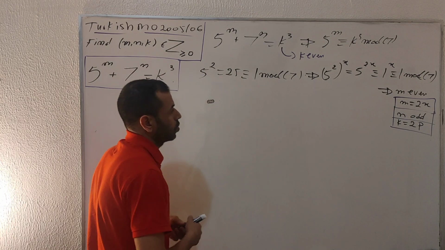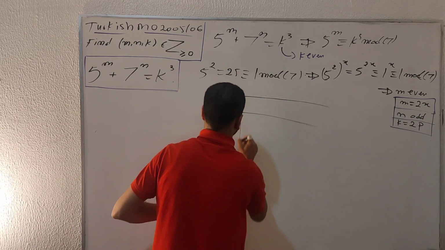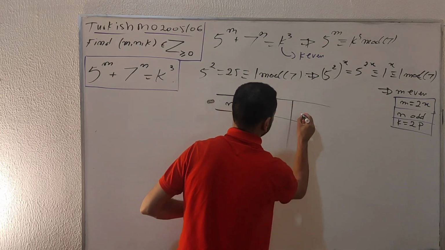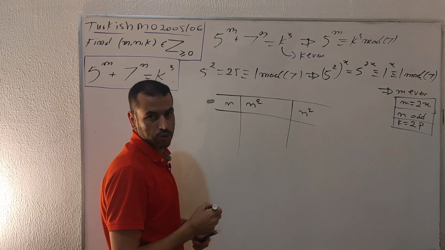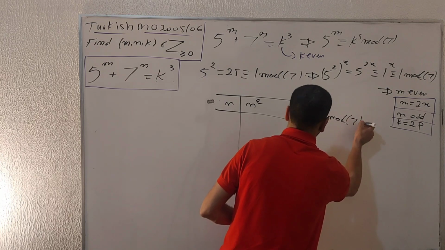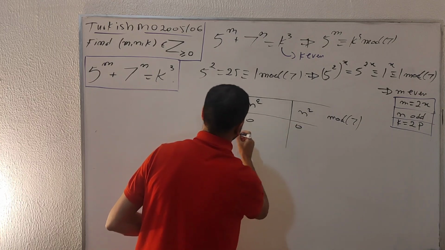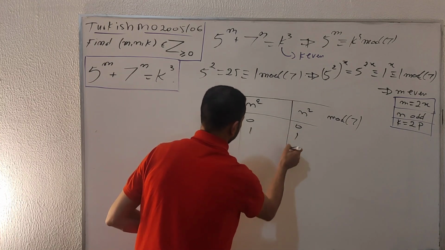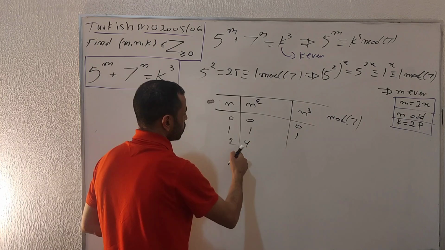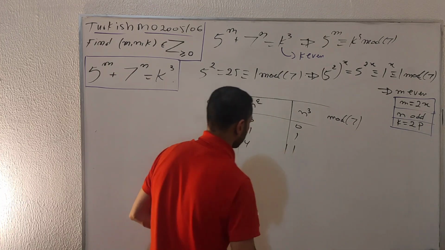Okay, now let's go through the chart. So I have the following values: n, I have n squared, I have n cubed. This is going to be reduced to mod 7. So let's fill in the following values. We'll have 0, 0, 0. We'll get the next value 1, 1, 1. The next value 2 squared, which is 4. 2 cubed, which is 8. 8 is 1 mod 7. It's congruent to 1 mod 7.